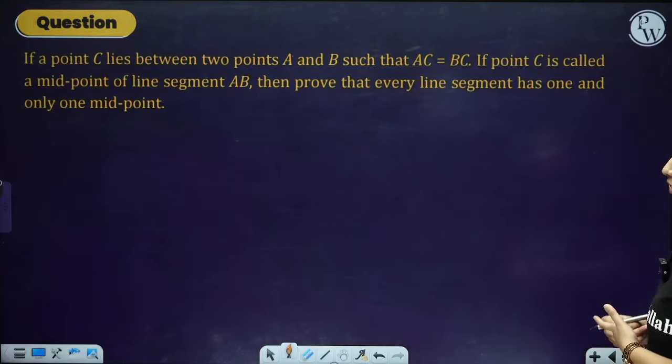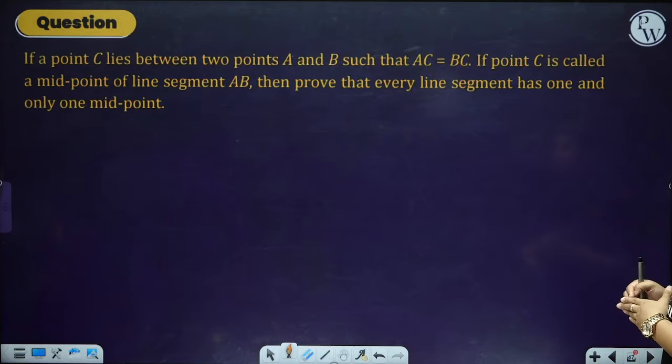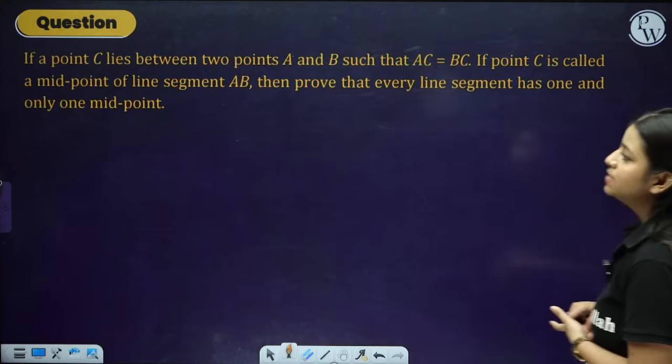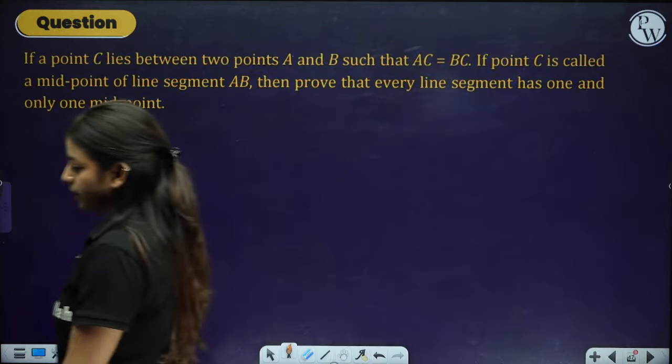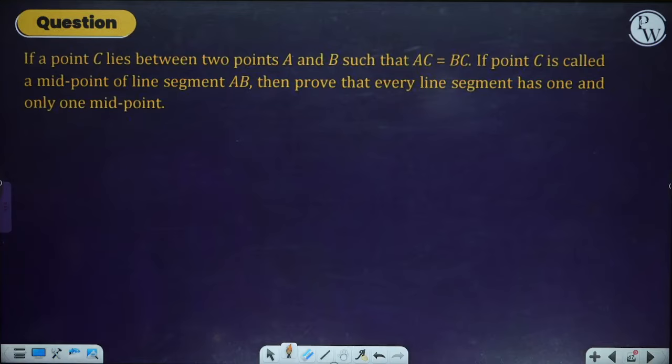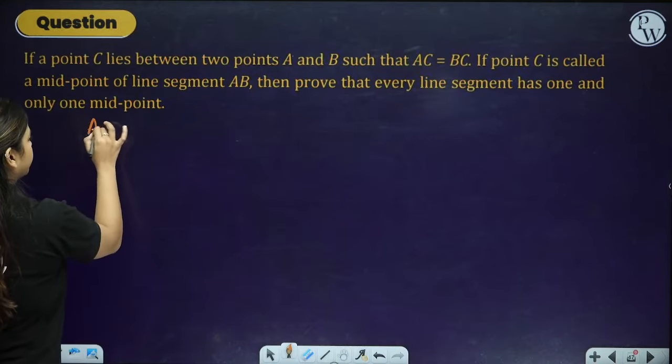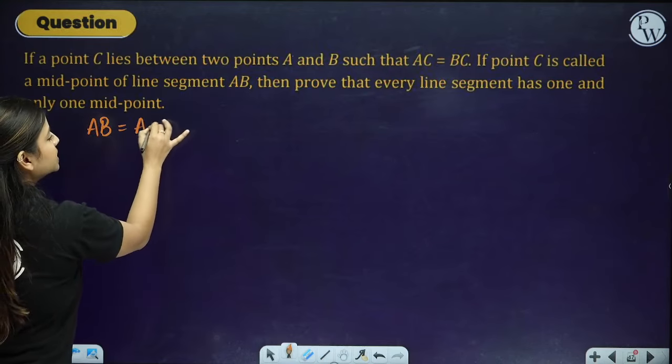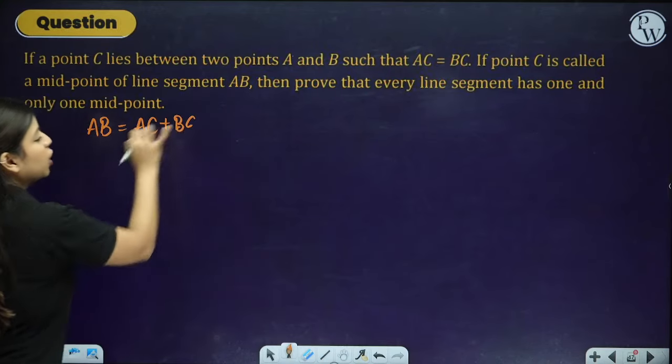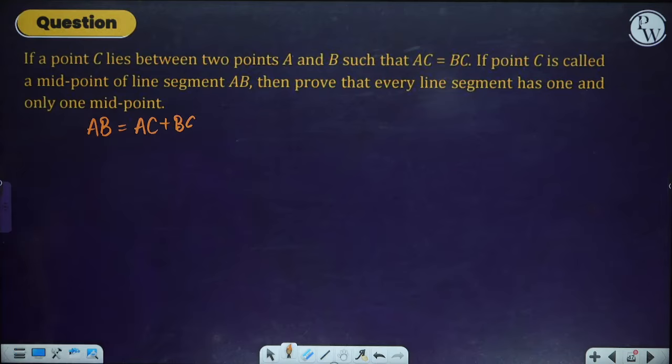The next question is, if a point C lies between 2 points A and B such that AC is equal to BC, and point C is called a midpoint of AB, then prove that every line segment has one and only one midpoint. So how do we do this question? First of all, AB is equal to AC plus BC, because C is the midpoint of AB. And let's say there is one more midpoint.